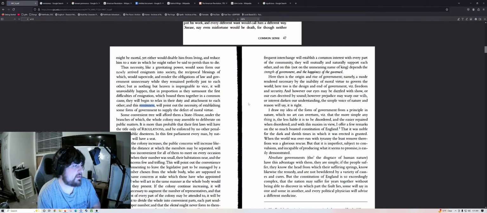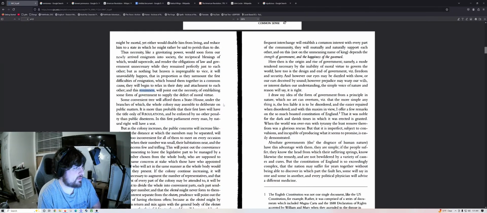All right. Some convenient tree will afford them a state house, under the branches of which the whole colony may assemble to deliberate on public matters. It is more than probable that their first laws will have the titles only of regulations, to be enforced by no other penalty than public disesteem. In the first parliament, every man, by natural right, will have a seat.